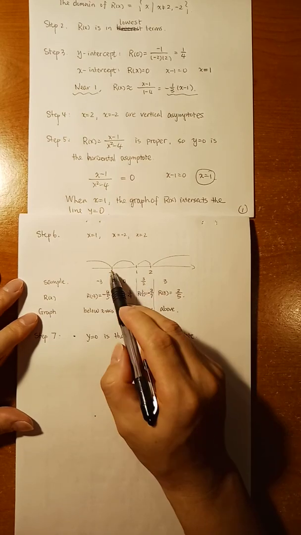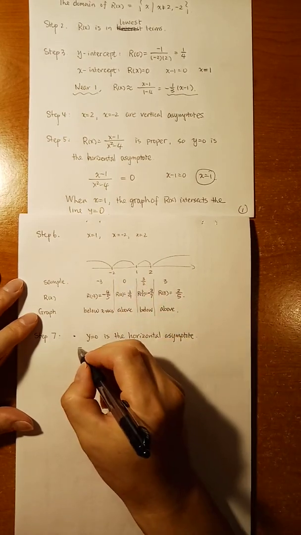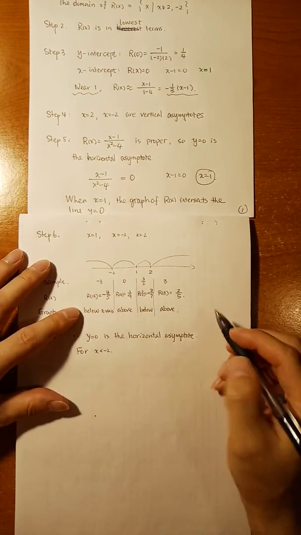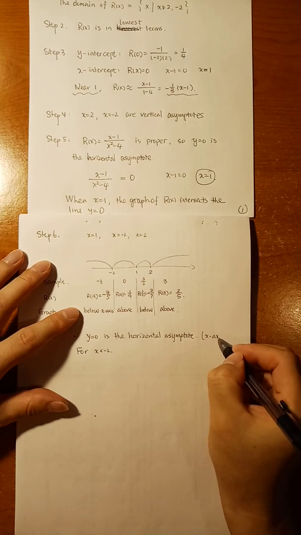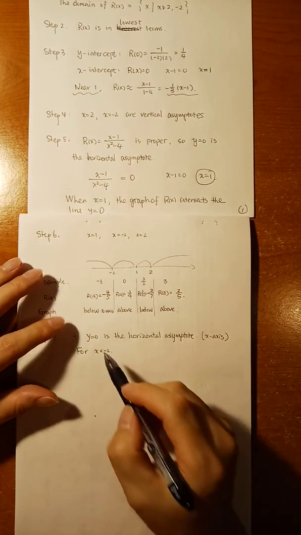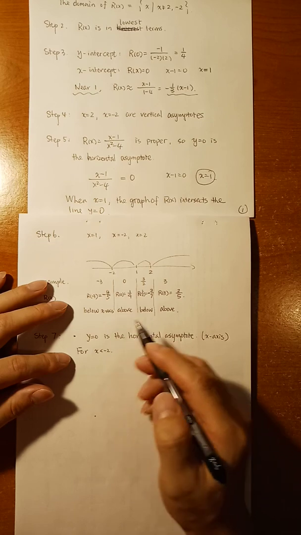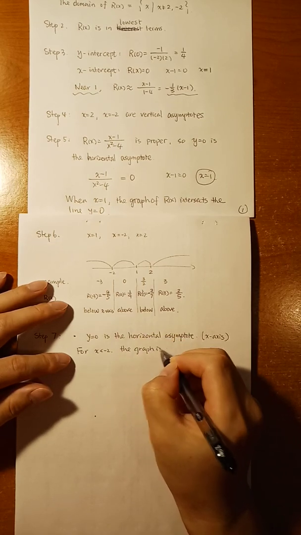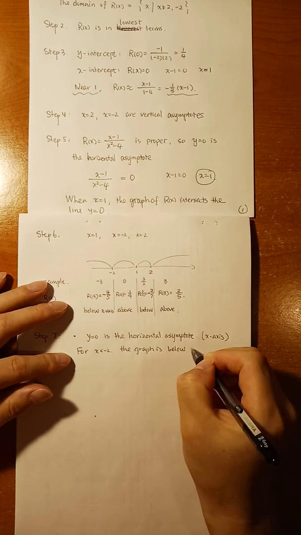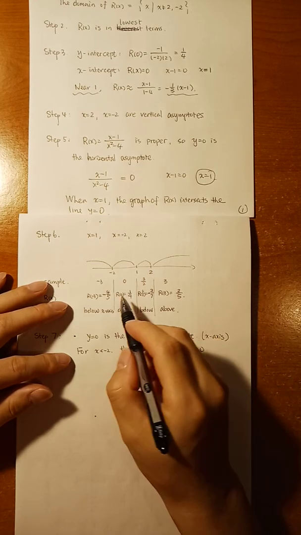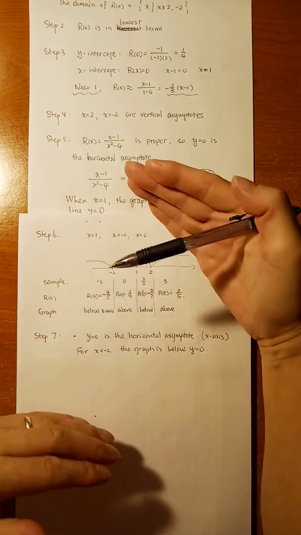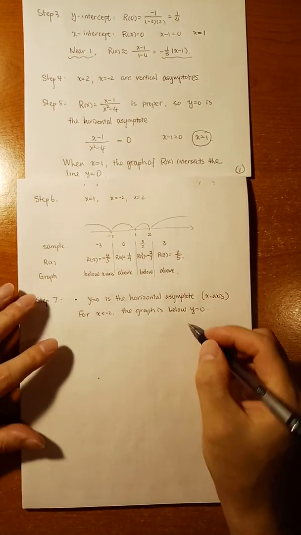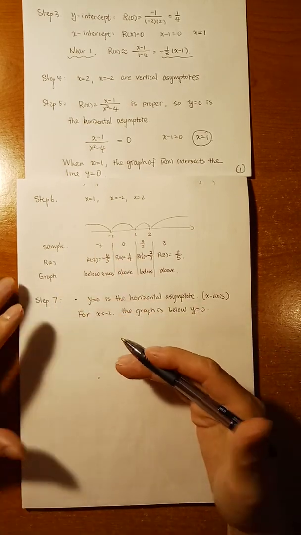When x is less than -2, you see, this is the x-axis. y equal to 0 is the x-axis. So for x less than -2, the graph is below y equal to 0. And then for the corresponding intervals, you will see one is above, one is below, one is above, one is below. Okay? So that's the relative positions.